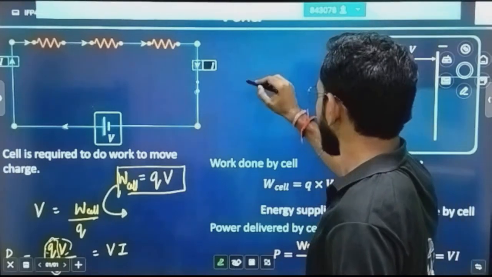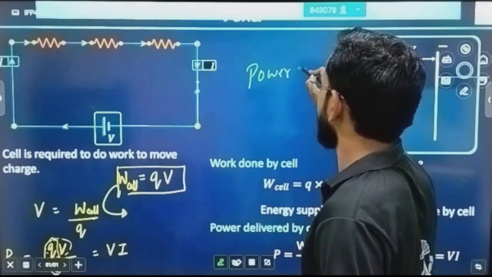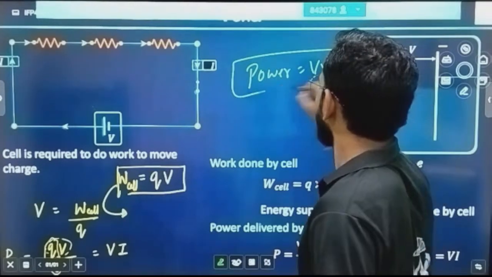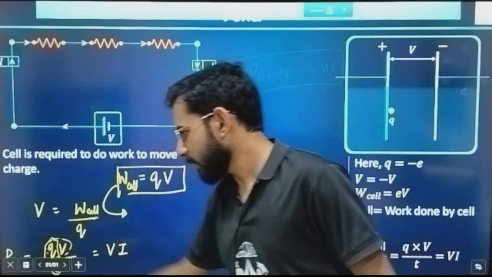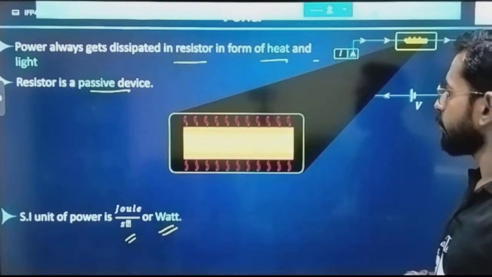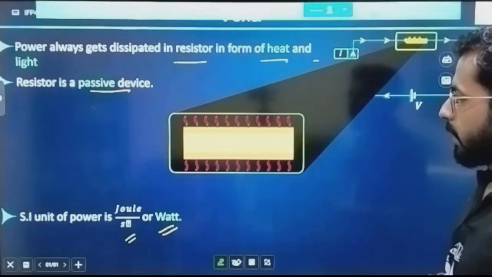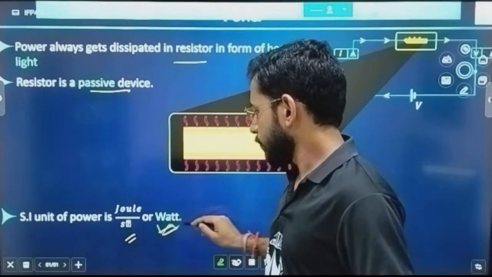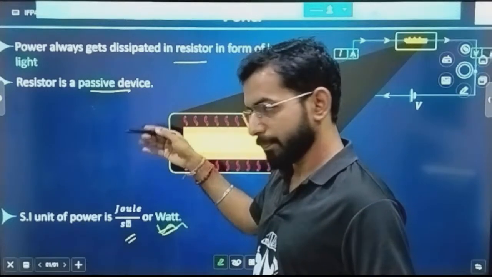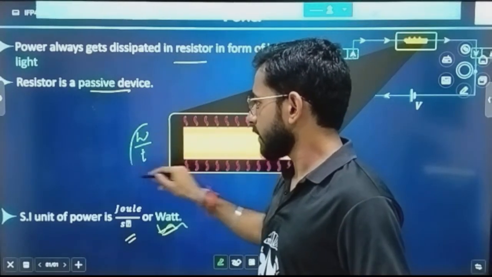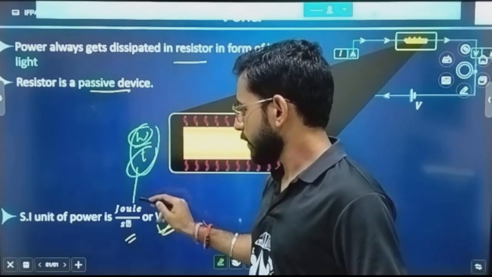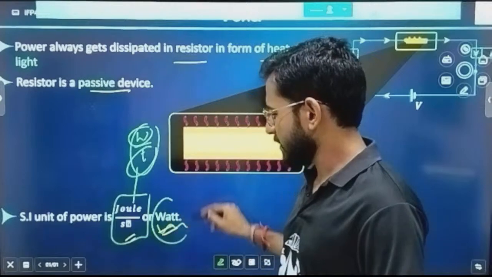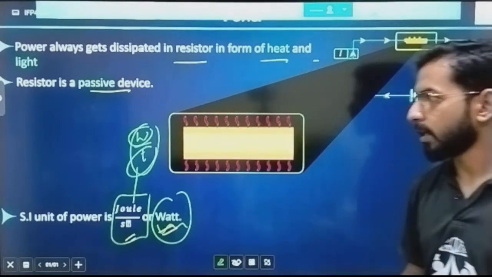Power is defined as V into I, potential into I. From the basic classes you are studying this formula, so there is nothing new in this section. You know already all the formulas present here. The SI unit of power: since it is defined as rate of work done, work done by time, and work done is energy in joules, it is also defined as joule per second, or simply we give a very famous term, watt.